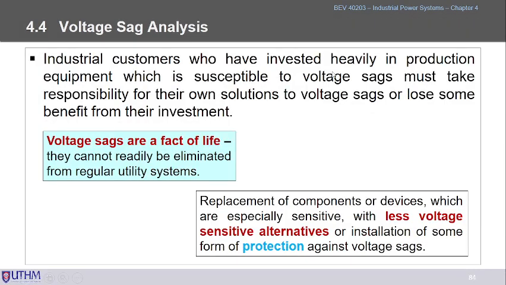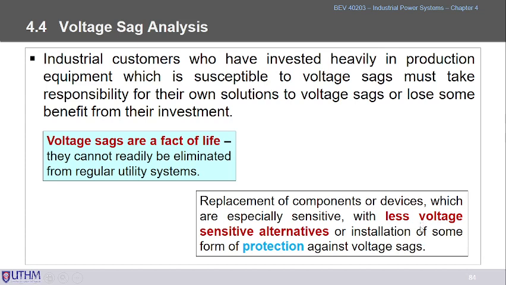So the industrial customer normally invests a lot, we know that, but due to improper treatment of the voltage sag, they might reduce the value of their investment. It's due to the voltage sag, because a lot of things might happen due to the voltage sag. So in order to maintain the investment value, especially for the investor that invests in the IPS, the factory, they have to replace the components with ones that are not that sensitive to the voltage. So that is one of the effective ways.